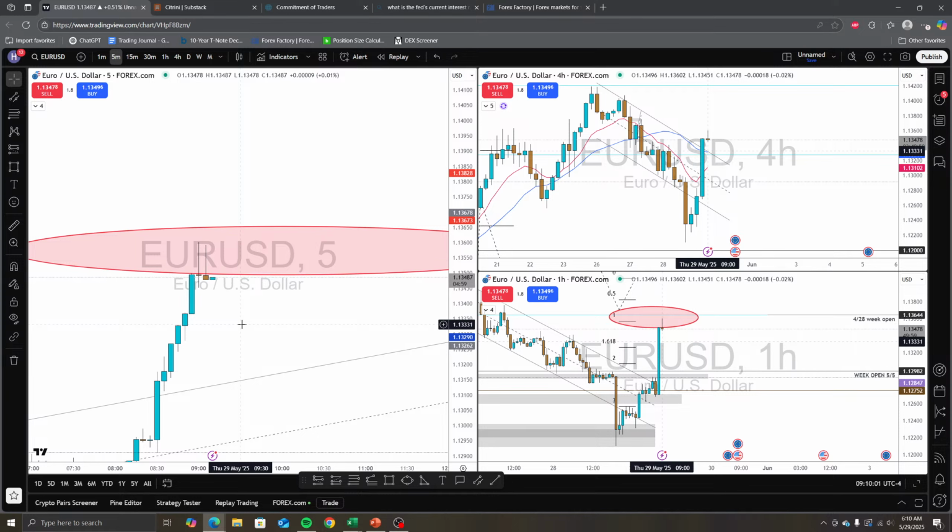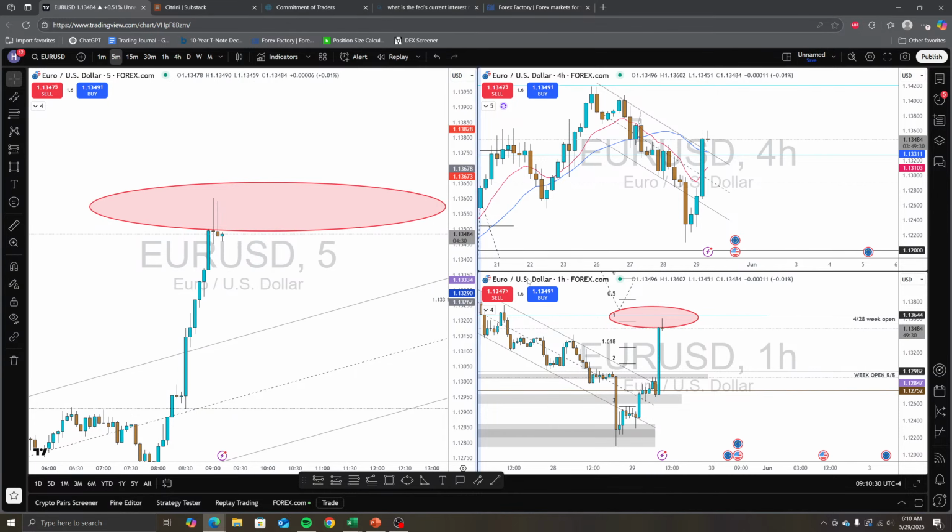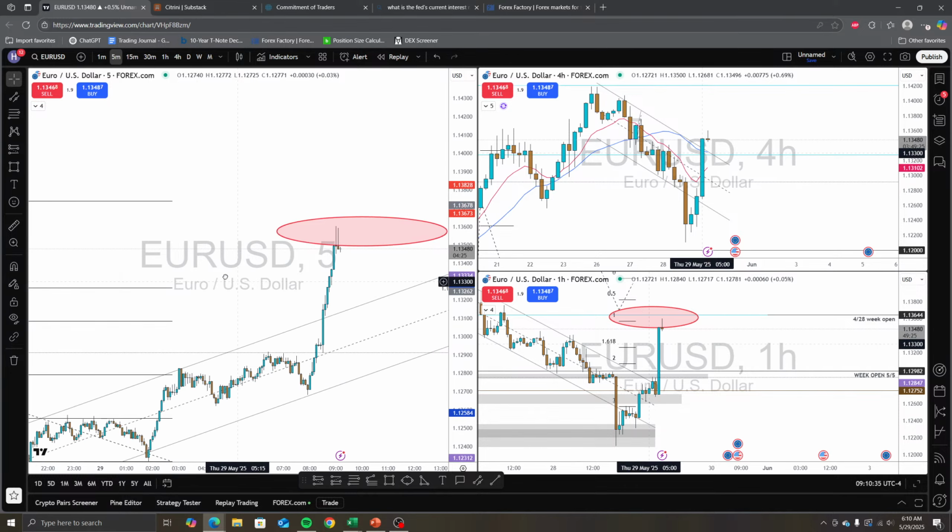I swear there was something else I was going to do. Now from here, since this did come up from a very strong bullish run, what am I going to be looking for as a signal that it's going to reverse lower? Honestly, I don't even know, man, because I really want to see something.